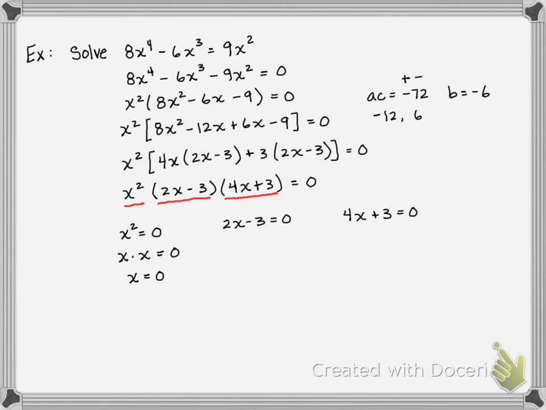And then 2x equals 3, and x equals 3 halves, and 4x equals negative 3, which gives me x equals negative 3/4.